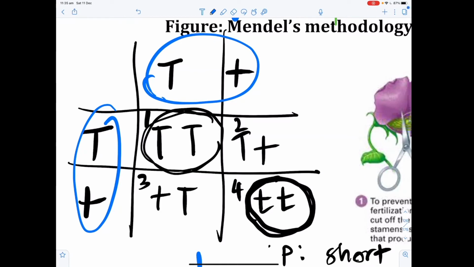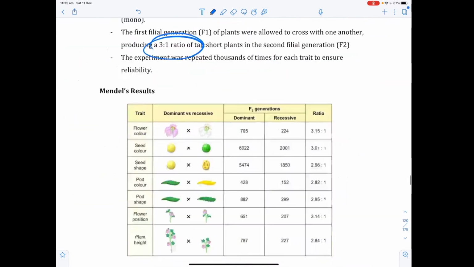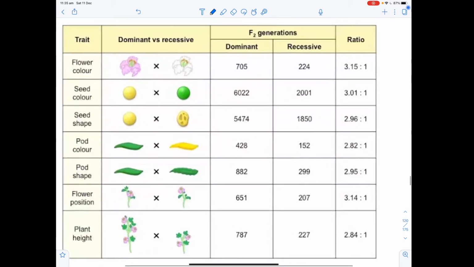This is why it's so hard. Obviously, Mendel did it a lot of times, right? Thousands of times. So each time he did it, he would have seen that. This is his results. Look at it. You can see he did it with many different traits. He didn't just do it with plant height. He did it with flower position, pod shape, seed shape, flower color, and he always got an F2 ratio of 3:1.